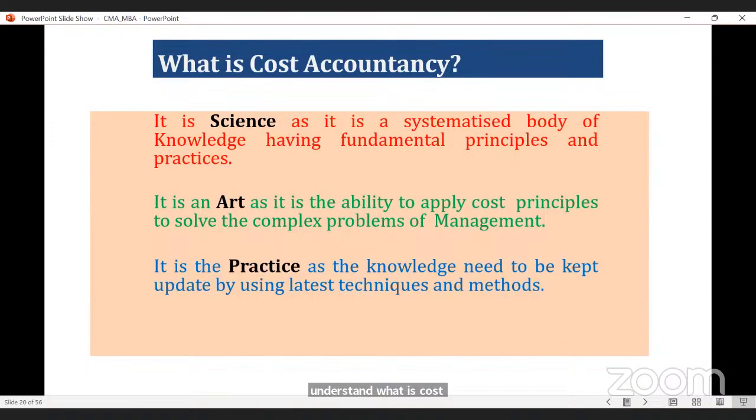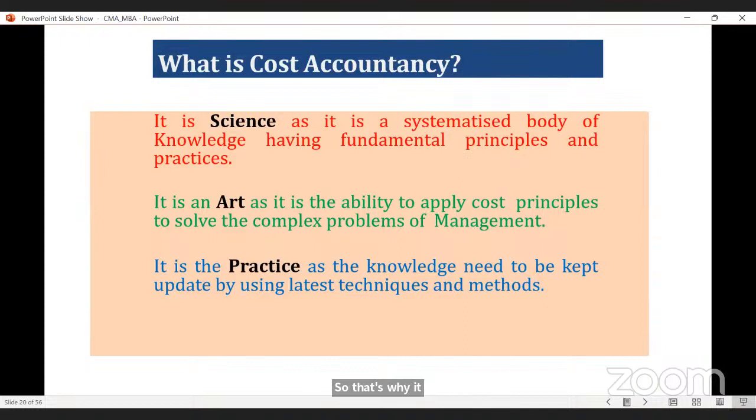So whenever we are talking about cost accountancy, please remember it is a science, as it is a systematized body of knowledge having fundamental principles and practices. We can say cost accountancy is a science. Why? Because in order to apply the costing procedure, what do we need? We need to acquire some sort of knowledge of costing, some fundamental principles as well as practices of costing. So that's why it is known as science.